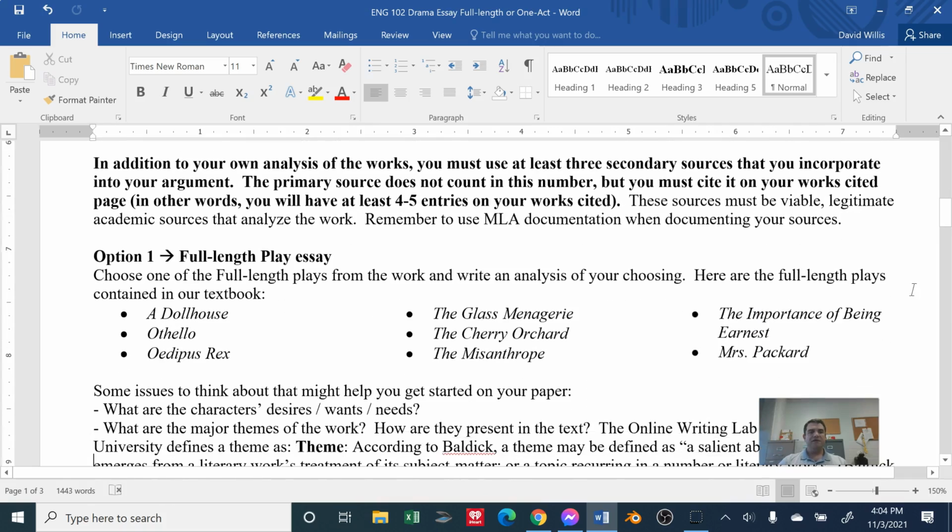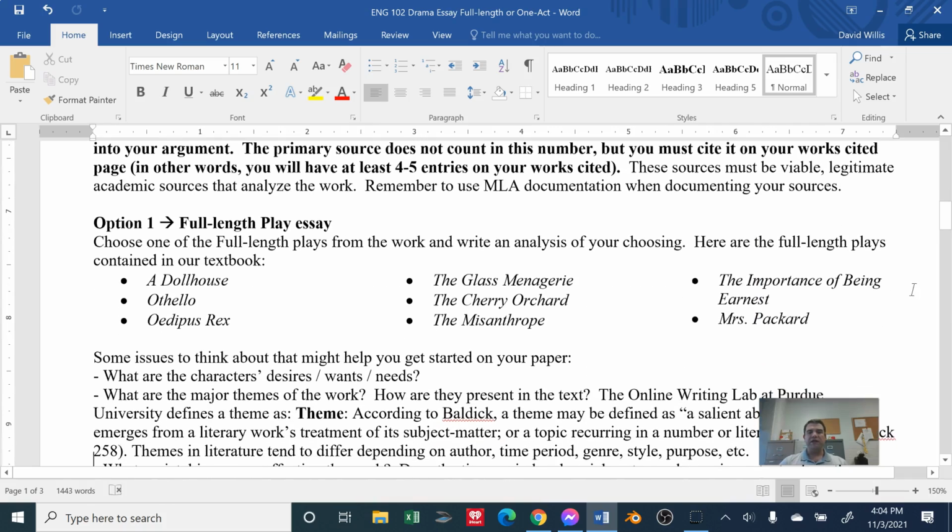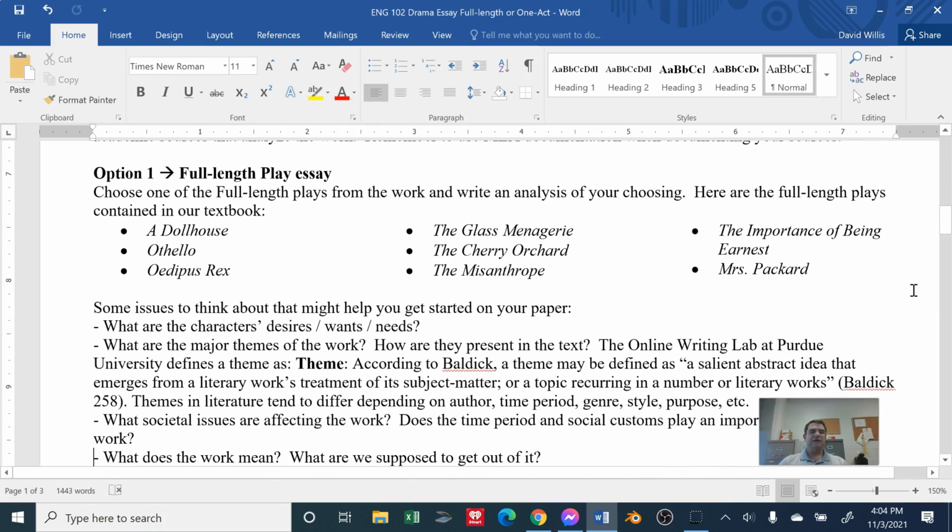Okay, so option 1, if you're using a full-length play, here are the list of the full-length plays that are in our textbook. These are plays that are more than a single act. We will have A Dollhouse and Othello assigned as part of our reading, but there are other plays you can look at as well.